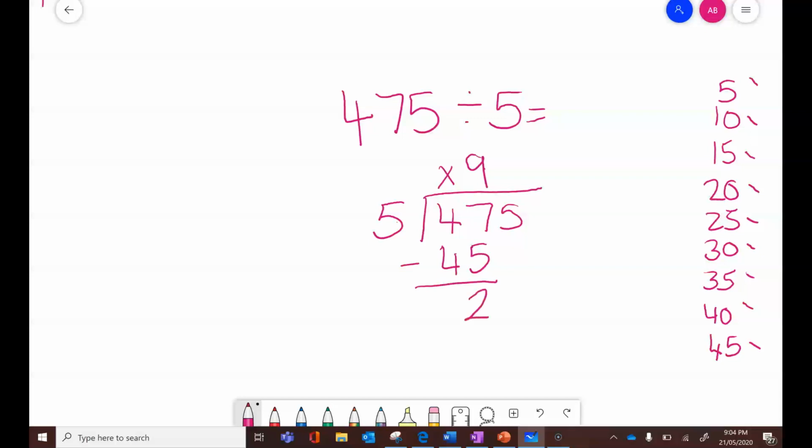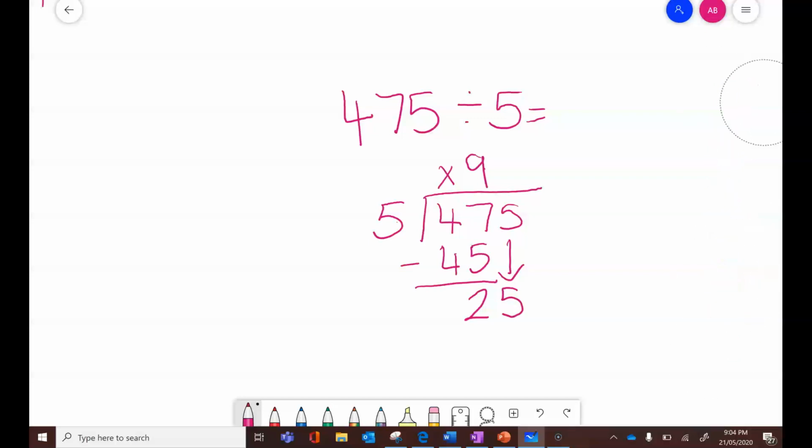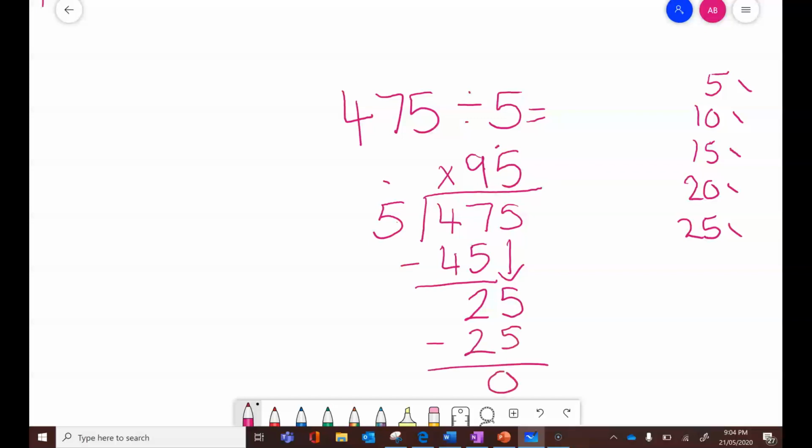And I'm going to bring down this 5 so that I'm ready to do the next part. And the next part is I divide 25 by 5. Now you can see that 25 is in this list, but we're just going to skip count anyway because it's good to practice. 5, 10, 15, 20, 25. So how many sets of 5 could I make? Well, I could make 1, 2, 3, 4, 5. Put it there. And I know that 5 times 5 is 25, so I'm going to take away 25, and I know I'm finished because I'm at 0.